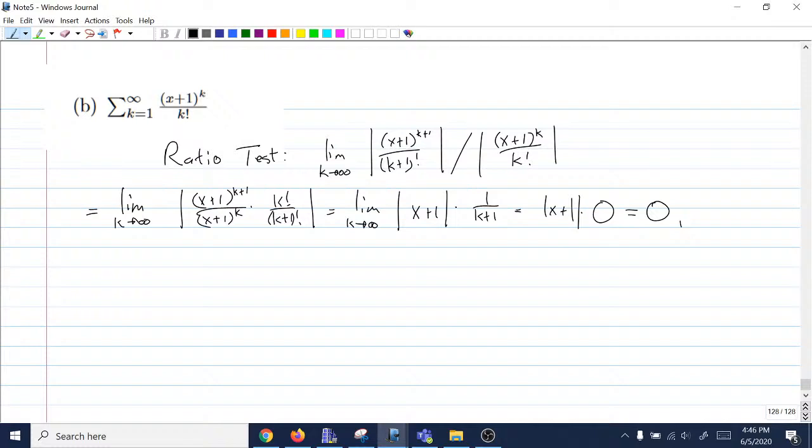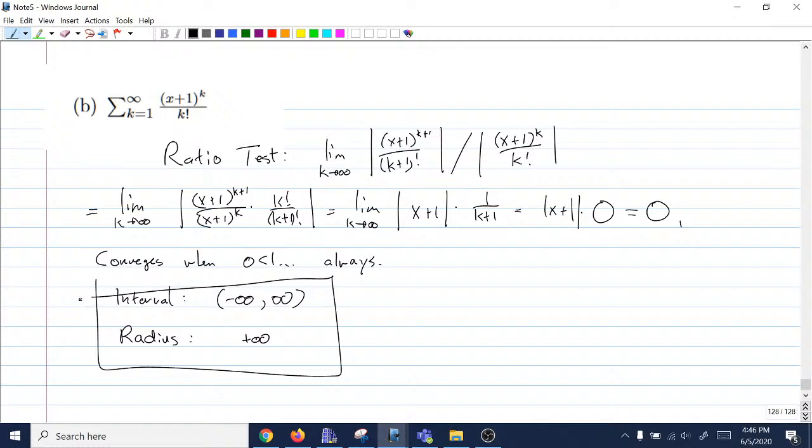It converges when that thing is less than 1, which is always. The interval of convergence is negative infinity to infinity. The radius of convergence is infinity. This thing always converges. Cool.